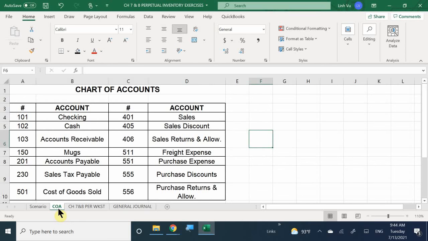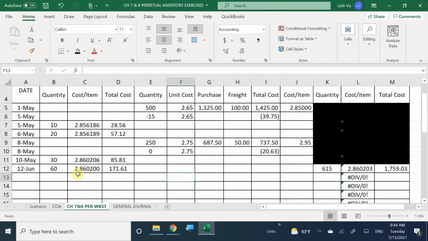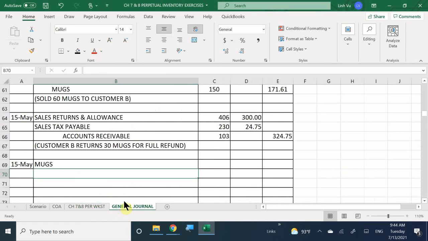accounts payable. No, we're not increasing what we owe anything. Nope. Sales tax payable, cost of goods sold. Cost of goods sold, right? Because in this case, I sold those 60 mugs, right? And now I'm getting refunded back those 30 mugs, so therefore I need to take it out from my cost of goods sold. Okay. Because this is what I calculated previously.